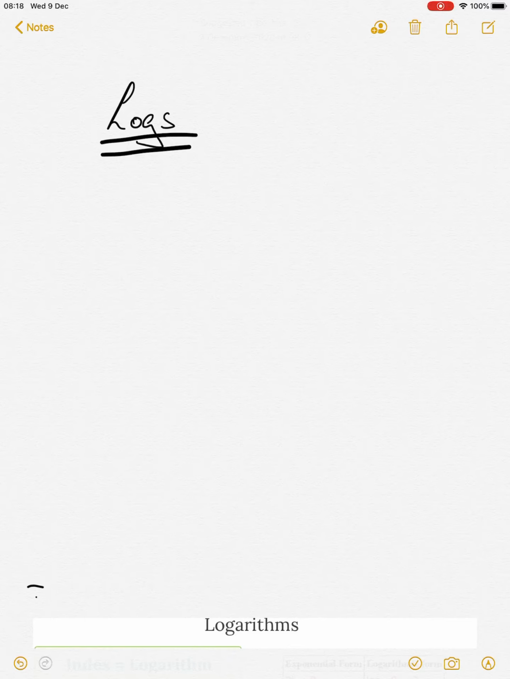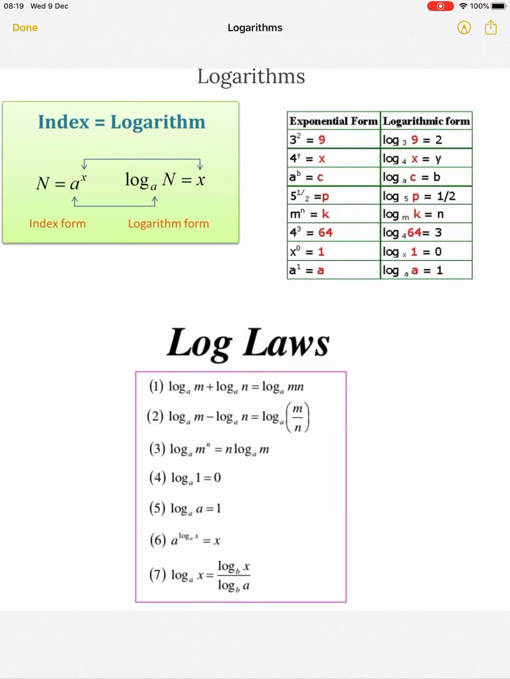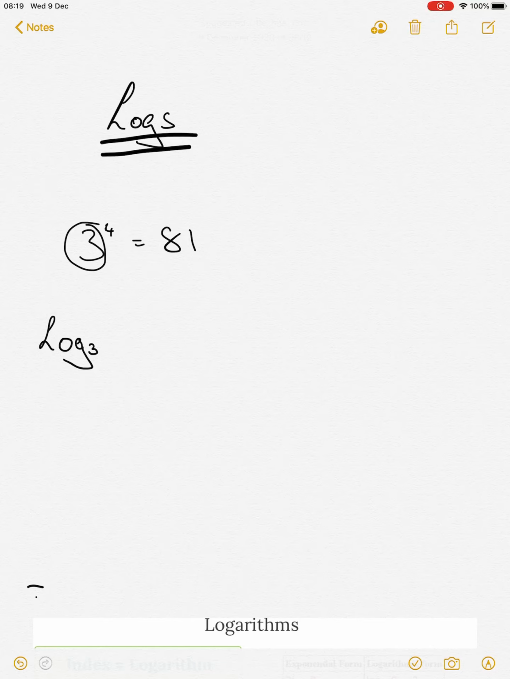In other words, if we had 3 to the power of 4, in that case we'd have an answer for that. We could put it into our calculator, get 3 to the power of 4, and we get out our 81. That can also be written in log form, and that will be written as log of base 3. So in other words, this is your base here.